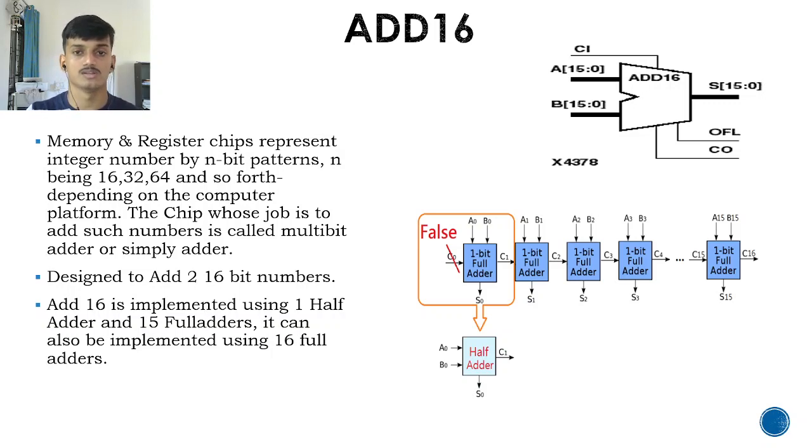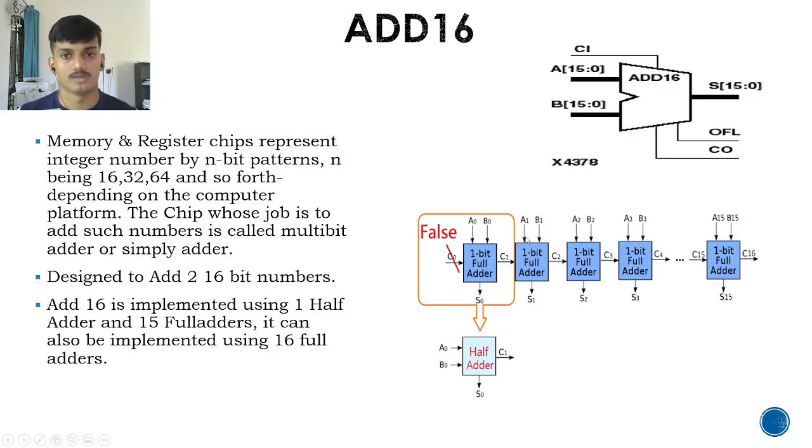Add16 is implemented either using one half adder and 15 full adders, or it can be completely implemented using 16 full adders. This is the diagram of an Add16 adder, where we are adding two 16-bit inputs. We can use 16 full adders, and the first input will be a false input which resembles nothing. When we add A and B, the sum will be the output and the carry will be passed to the next full adder, where A1 and B1 are added with the carry, and we get the sum. The carry keeps moving on till the 16th adder, and hence we obtain the output as the sum.